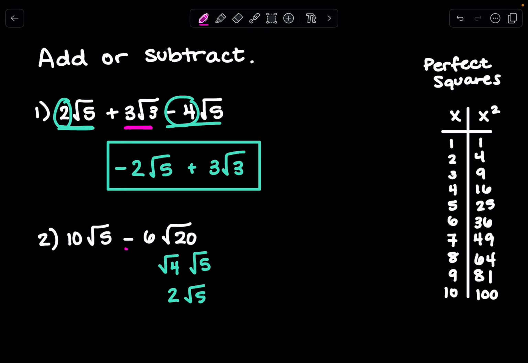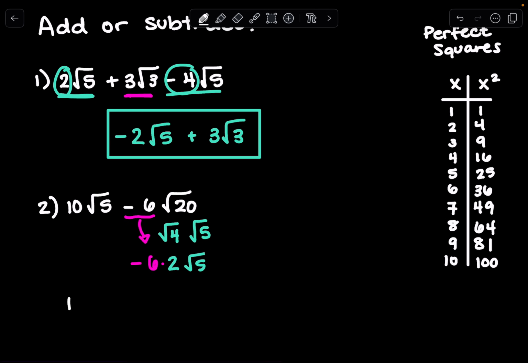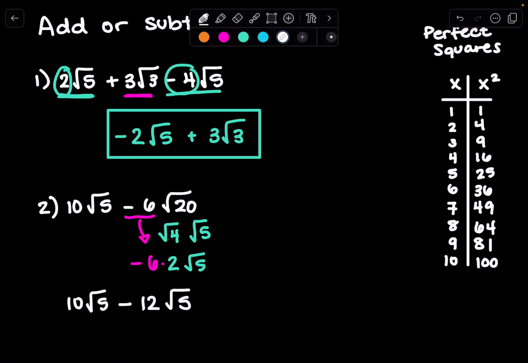And then just like when we simplified, sometimes the thing out front is going to need to multiply. So on the right-hand side, I have negative 6 times 2 square root of 5. What I might want to do is just rewrite this question with the simplified version on the bottom. So I'm going to have 10 root 5 minus 6 times 2, 12 root 5. Now I'm at a point where these two things match. So root 5 and root 5, I can take 10 minus 12, and I'm going to get negative 2 square root of 5.